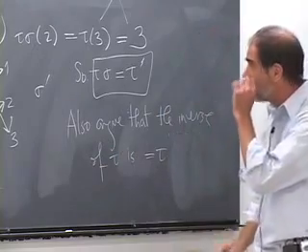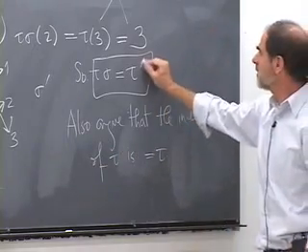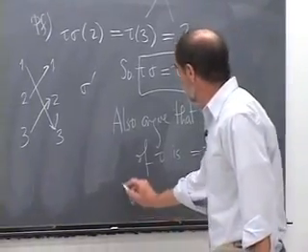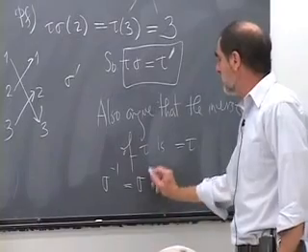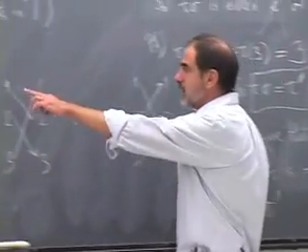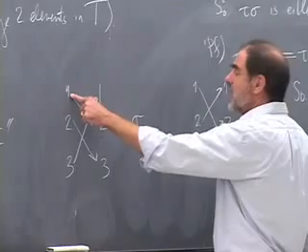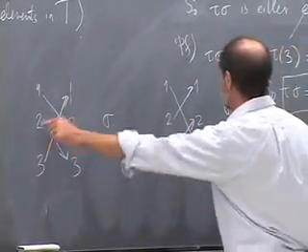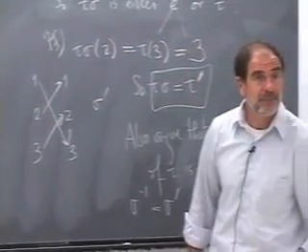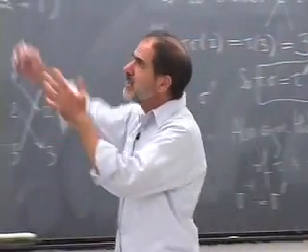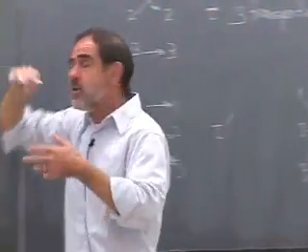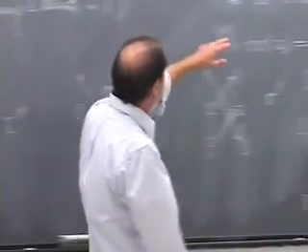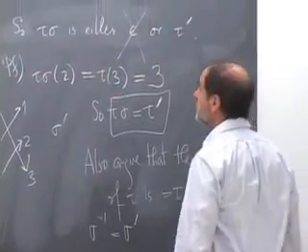By the way, what's the inverse of sigma? Can anyone tell me what the inverse of sigma is? Ah, very good. Sigma inverse is equal to sigma prime. If you want to get this back to where you started, you have to take 2 to 1, you have to take 1 to 3, and you have to take 3 to 2. That's what sigma prime is. So with these 6 elements, this is just the fun. Now you can start taking products and inverses. But in any case, we've computed that tau sigma is tau prime.